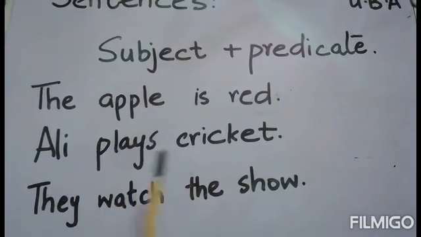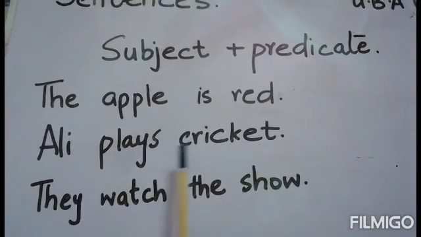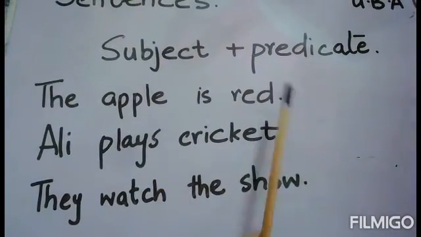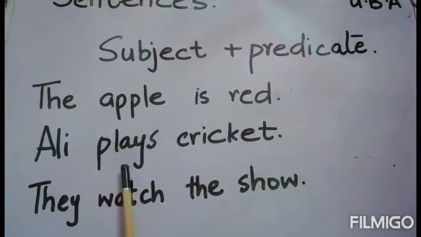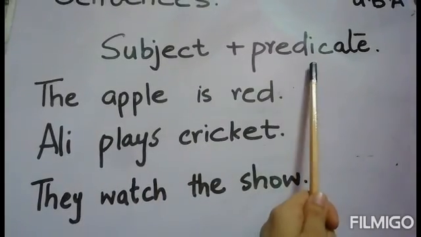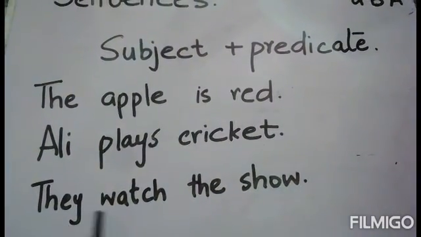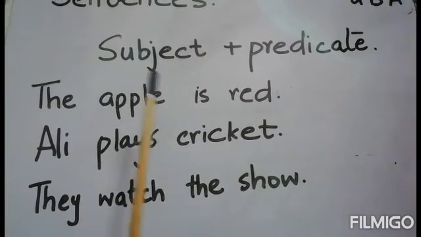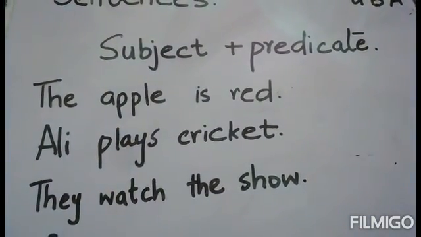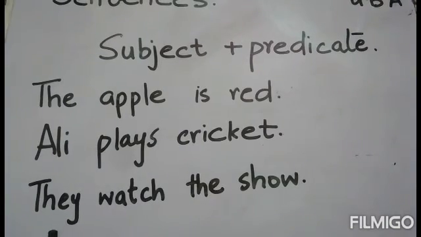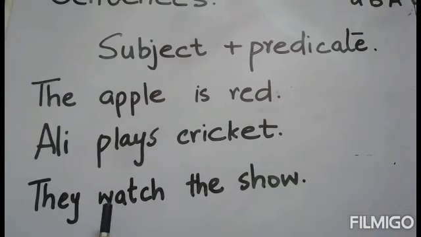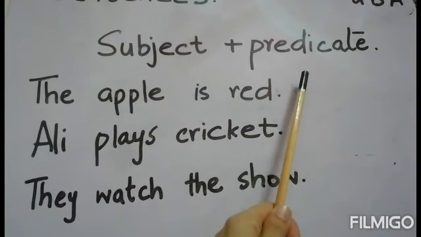Ali plays cricket. The sentence is about Ali. And what Ali is doing? The sentence is telling that Ali plays cricket. So plays cricket is a predicate. They watch the show. In this sentence, the subject is they. And what are they doing? They are watching the show. They watch the show. Watch the show is a predicate.